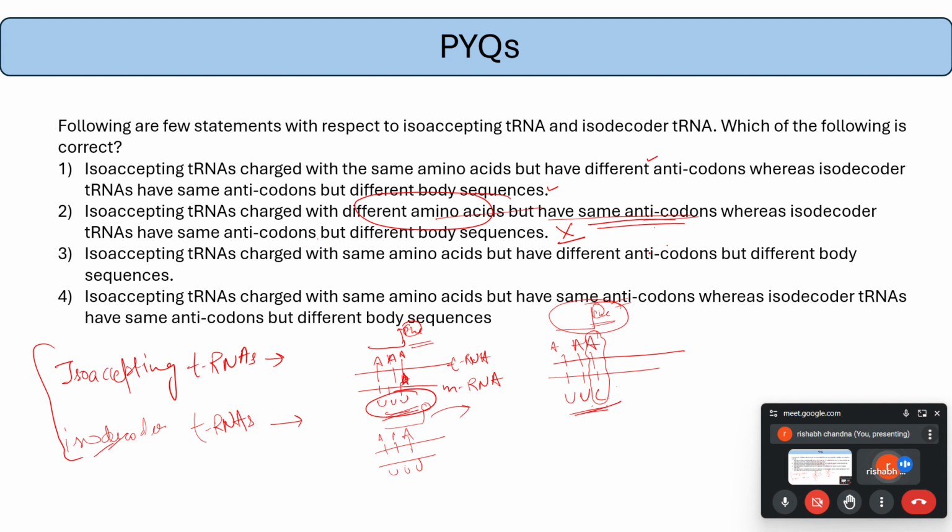Then we have iso-accepting tRNAs charged with the same amino acid but have different anticodons but different body sequences. So this is only about the isodecoder tRNAs as compared to the iso-accepting tRNAs. Then we have iso-accepting tRNAs charged with the same amino acid but have the same anticodon. So this is the case with the isodecoder tRNA. So this option is also wrong. So the correct option is only the first one. Okay.